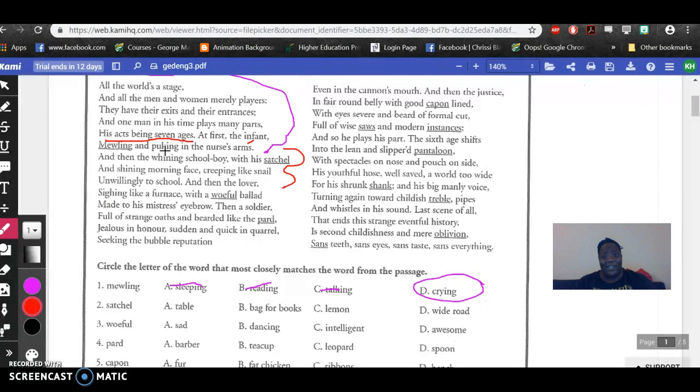A, table. I don't think this kid is going to be grabbing a table to take with him to school. B, bag for books. Sounds about right, doesn't it? A modern day backpack or book bag. C, lemon. Probably not lemons. And D, a wide road.